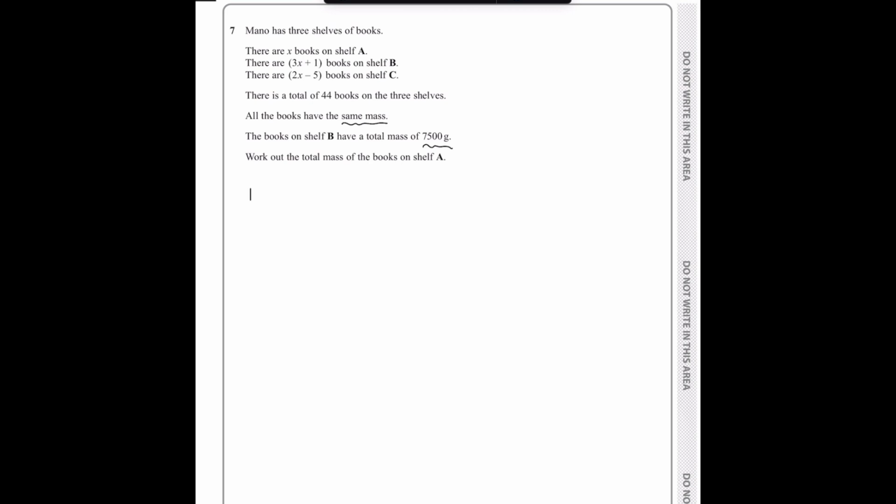So the first thing we want to figure out when it comes to shelf A is how many books are on shelf A, number-wise. So to do that, what we need to do is add up all of the books on all of the shelves, because we know it equals 44. So let's do that. So we have X books on shelf A, and we want to add 3X plus 1 books on shelf B, and we want to also add 2X minus 5 books on shelf C. And all of this equals 44. But now we can simplify the left-hand side. We've got 1 lot of X, 3 lots of X, and 2 lots of X. So that adds up to 6X.